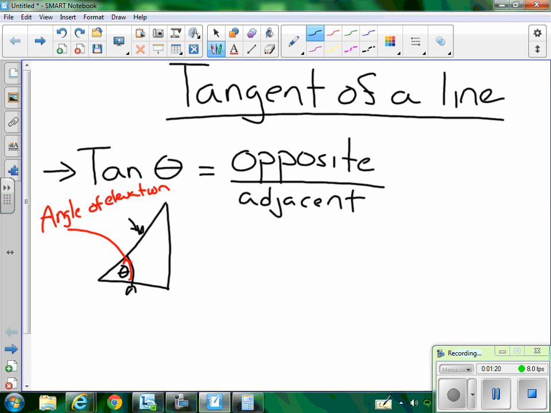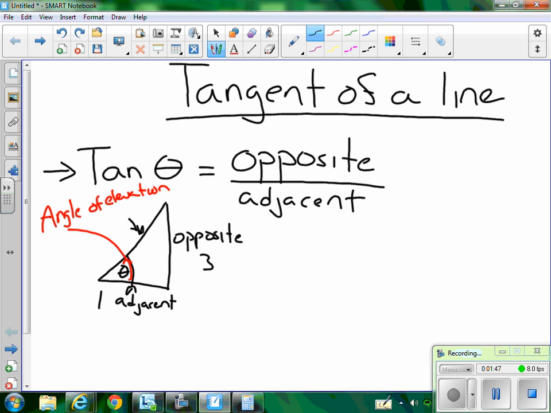Tangent of the angle unknown, or theta, is equal to the opposite over adjacent. Now remember that this is my opposite, and this is my adjacent. Okay, so for example, if my opposite in this case was a 3, and my adjacent in this case was a 1, then I could easily calculate that out.